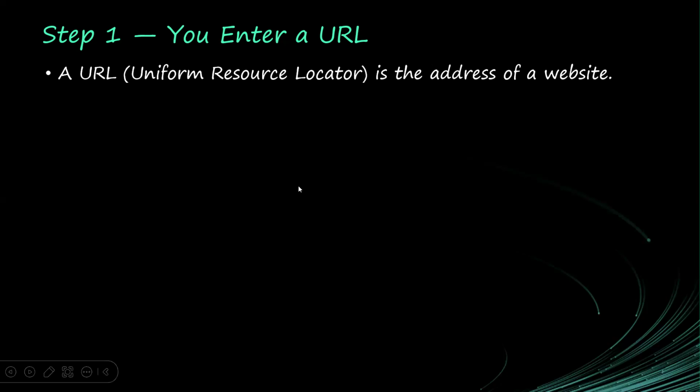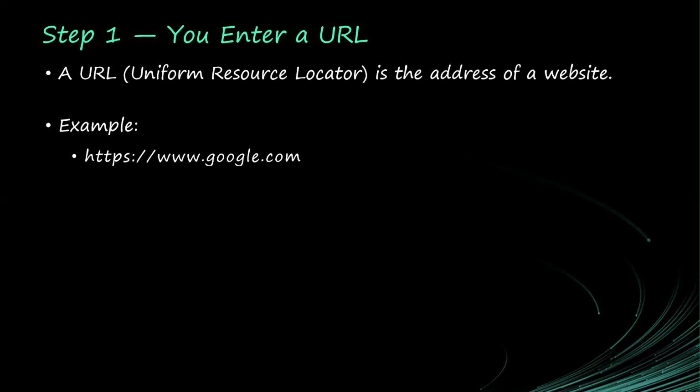So the URL is the address of a website. Every website has a unique address. Okay. Every website has a unique address. Google.com is a unique address. All right. You can never see any other thing like www.google.com. You can never see anything like that.